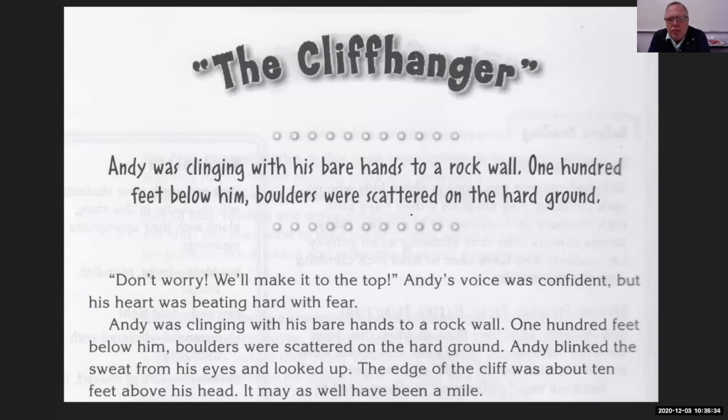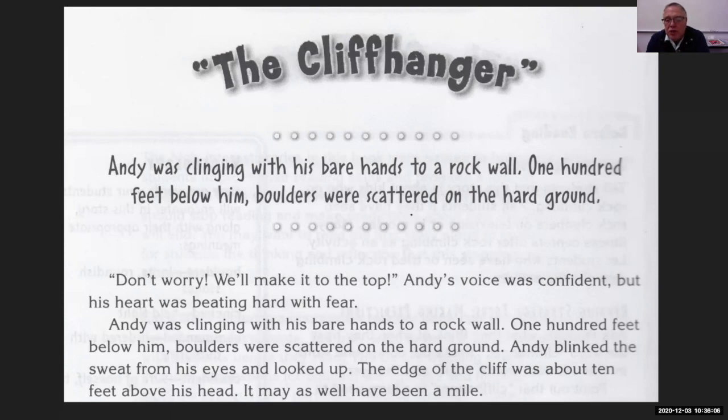Well, we read a blurb right at the beginning. It says, Andy was clinging with his bare hands to a rock wall, 100 feet below him. Boulders were scattered on the hard ground. So if this is called The Cliffhanger, what do you think the title is? Do you think it's explicit or implicit? Is it inferential or is it right there in your face as you read it?